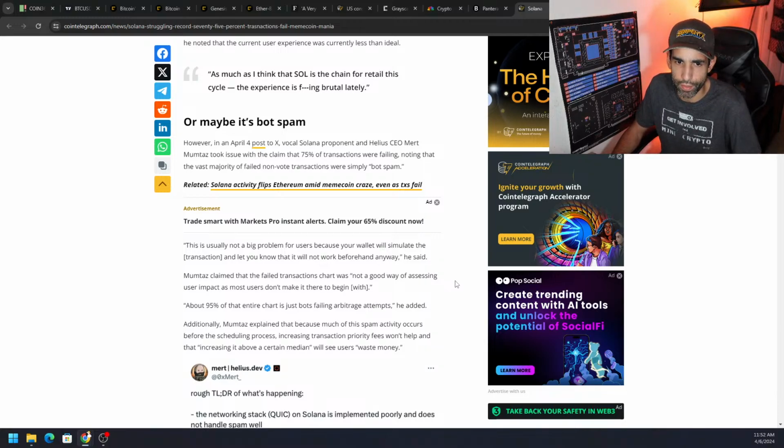Then we have another claim here: not a good way of assessing user impact, as most users don't make it there to begin with. About 95% of the entire chart is just bots failing arbitrage attempts.